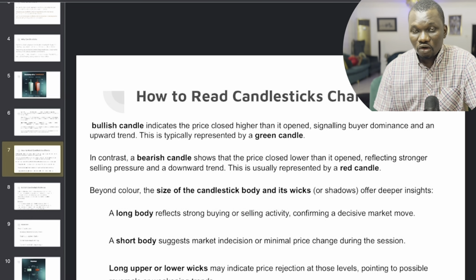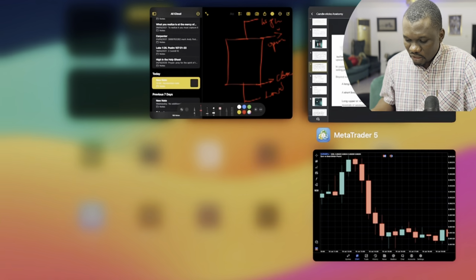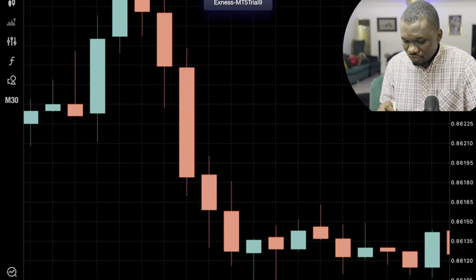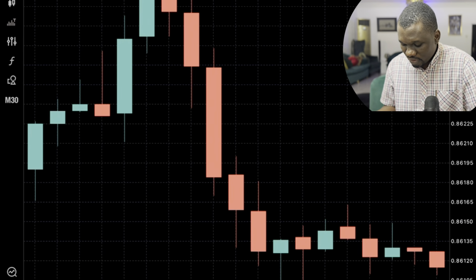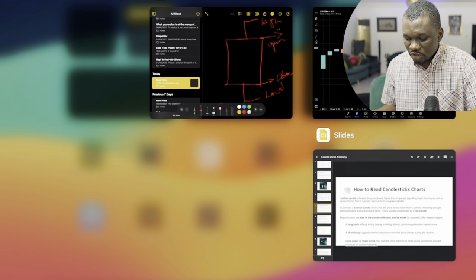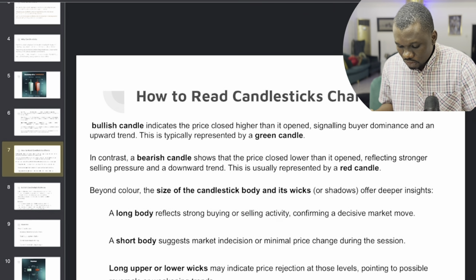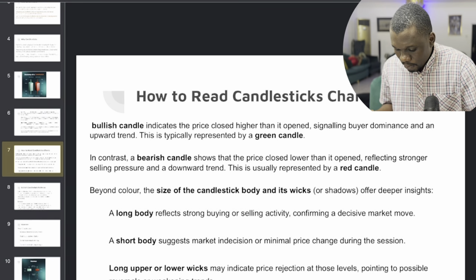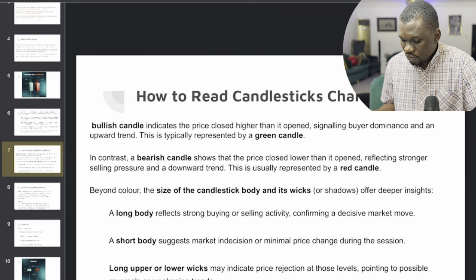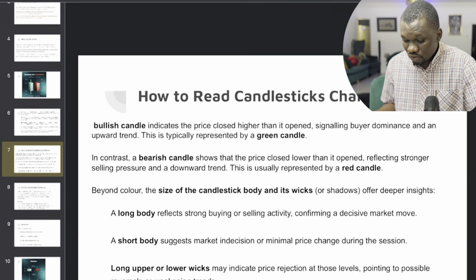The color does not really matter. You can see mine here is green, but in settings you can change it to whatever color you want. Then the opposite is true for bearish. Now beyond color, the size of the candlestick body and its wicks or shadows offer deeper insight, so we are also going to look at that.